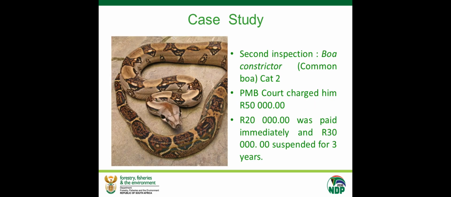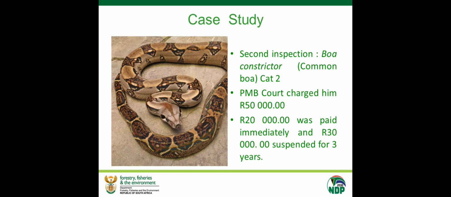And then this is the second inspection at the same pet shop. So the second inspection was done. This time, the owner was in possession of the common boa, which is a category 2 species. You must have a permit for this.